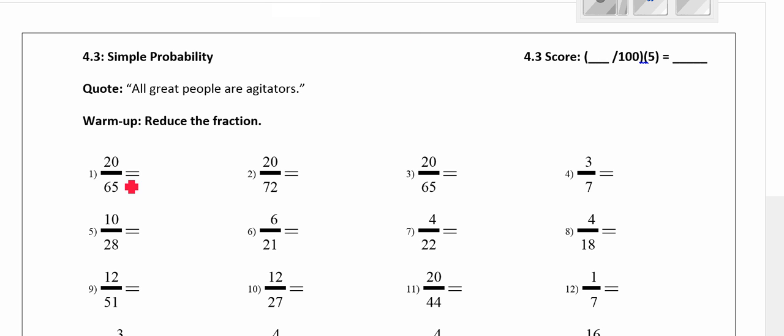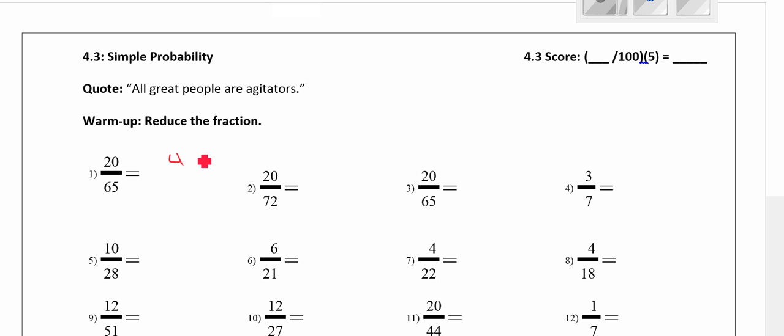So if I'm looking at 20 over 65, clearly 5 divides into both of those. So 5 into 20 gives me 4. And then 5 into 65, that's tricky. Okay, 5 into 60, that's one I should know. That's 12. So 5 into 65 should be one more time, meaning 13. And because there's no other numbers that divide both into 4 and 13, my answer must be 4 over 13. And that's what you're being asked to do on all these first problems in the warm-up.